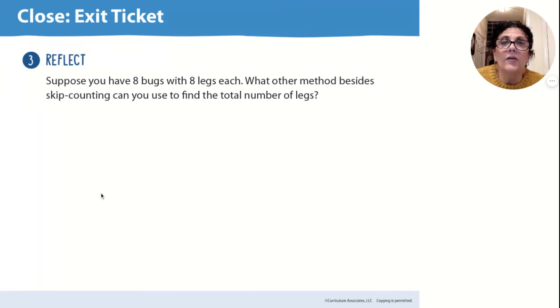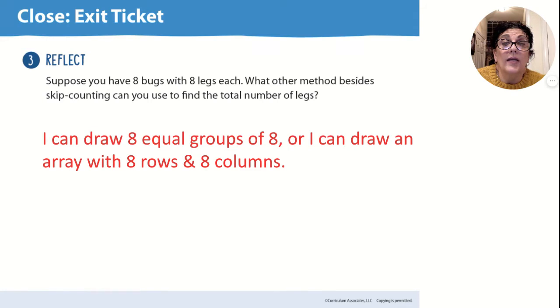Anyway, you can use a bunch of different strategies when you're solving this. I can draw 8 equal groups of 8, or I can draw an array with 8 rows and 8 columns. It doesn't matter which way you do it. But one thing I wanted to point out is that when you have the same factors, it's easier. You don't have to think as much because the repeated addition is the same. The number of groups is 8. The number in each group is 8. So the double facts are fairly easy to learn.